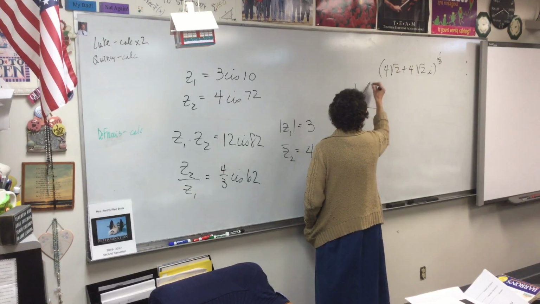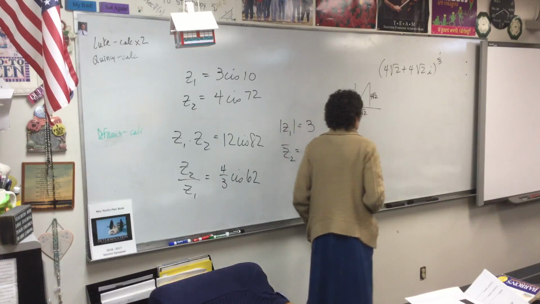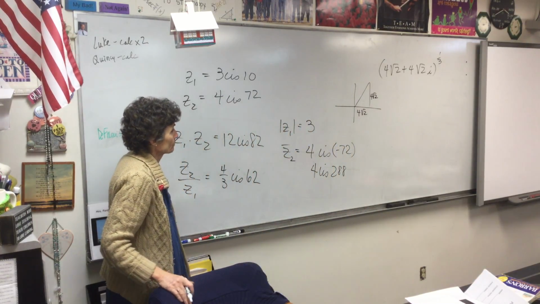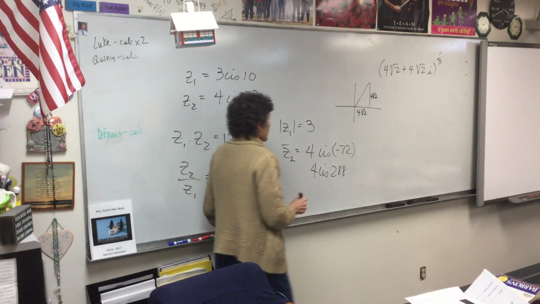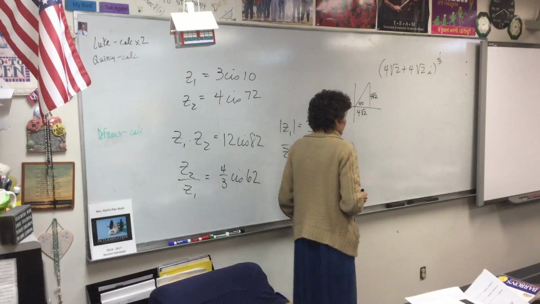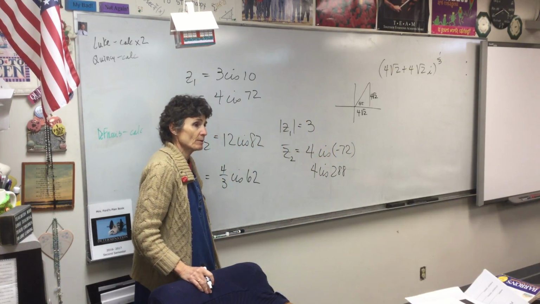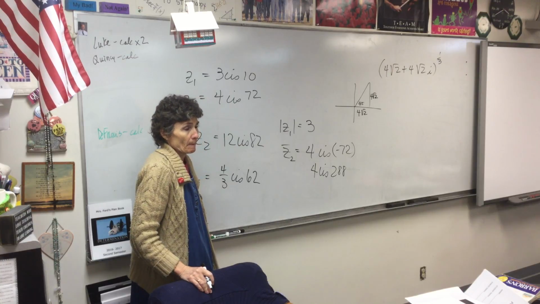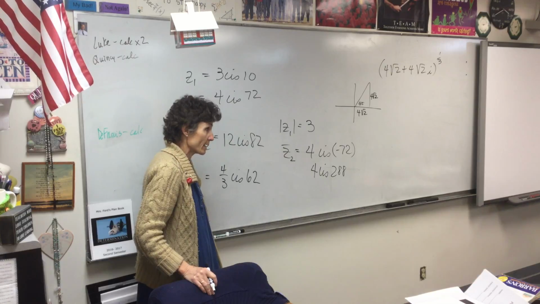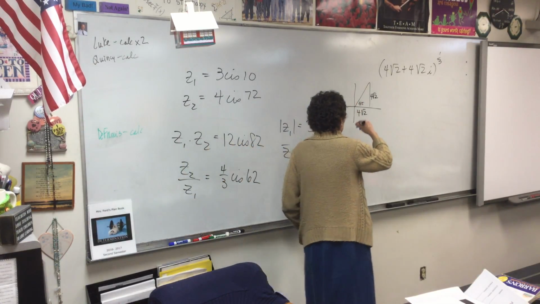So I'll draw a little picture of it. Over 4√2, up 4√2. You ought to be able to tell me right now what this angle is. Yeah, that's got to be 45. I have a 45, 45, 90 triangle. Now you're either going to do the Pythagorean theorem or use what you know about 45, 45, 90 triangles to find the hypotenuse, the radius. What's the radius?